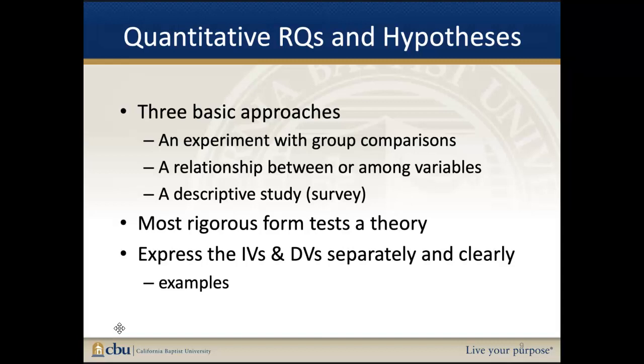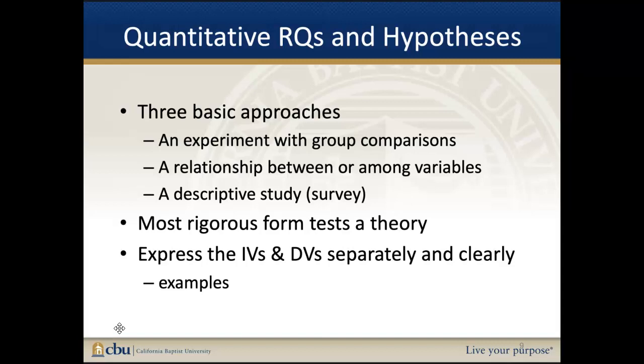But there are basically three approaches to how you would write research questions or hypotheses. The first is the most classic. You want to run an experiment where you have an intervention or a treatment and you want to compare groups based on one group who receives a treatment or a training approach or an intervention, and another group who, let's say, is a control who carries on with life as usual and does not receive your intervention or treatment.